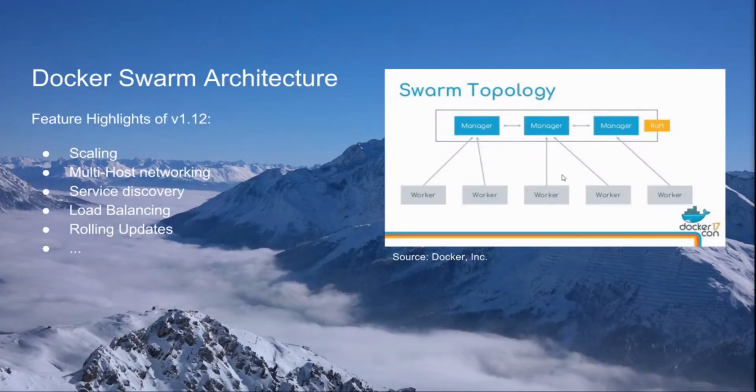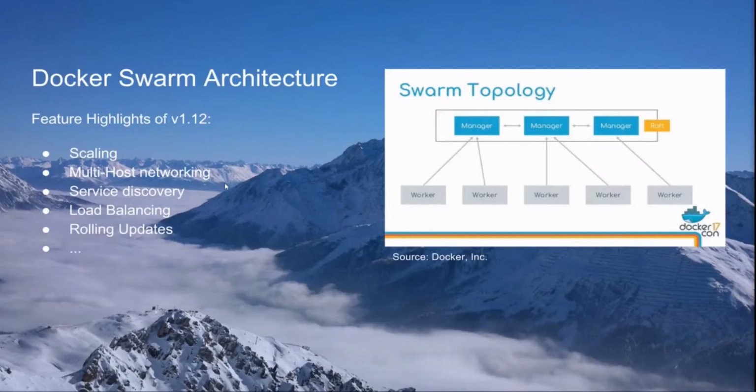Just shortly about the Docker Swarm architecture. I'm sure a lot of you know this already, but let's get through it quite quickly. The new features of Docker Swarm that were introduced in 1.12 are scaling, multi-host networking, service discovery, load balancing, and rolling updates. This sounds quite interesting for Crate also. I will show you this in the demo.